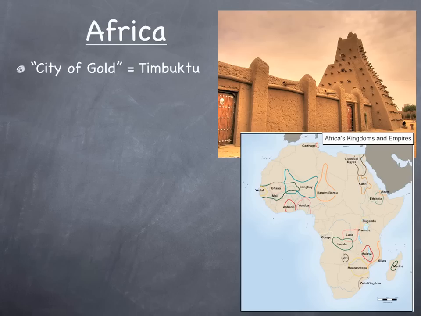But within the Songhai, Mali area, there's a city called Timbuktu. And this is probably the most famous African city. It was known as the City of Gold. It was a place where ivory, silk, gold, and salt were all being traded regularly. Incredibly wealthy, incredibly powerful.